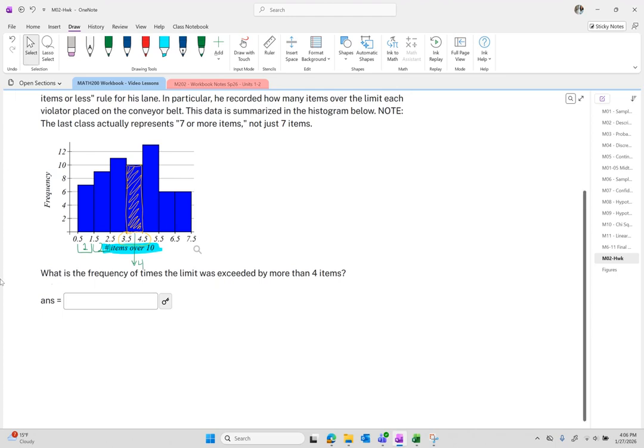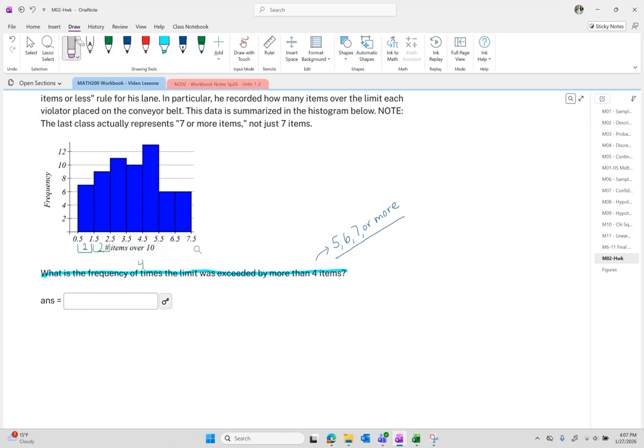So when they are asking you, what is the frequency? What is the frequency means how many times? How many times the limit was exceeded by more than 4 items. More than 4 items will be 5, 6, 7 or more. They are asking you how many times somebody went there with 15, 16, 17, 18 or more items in the express lane.